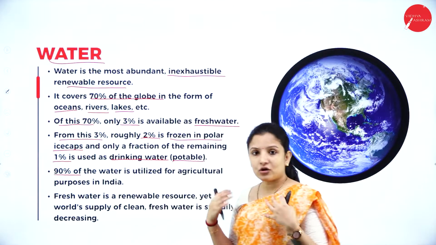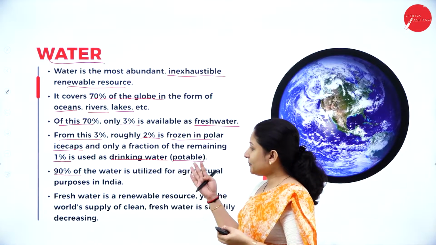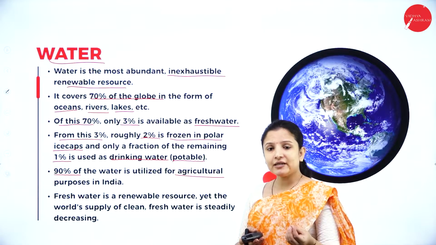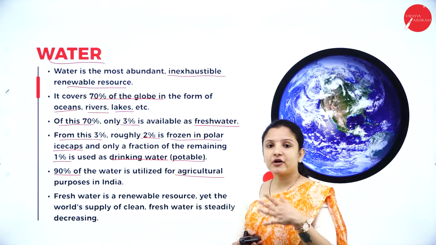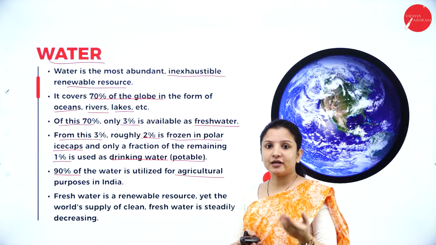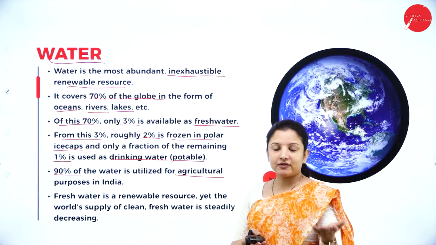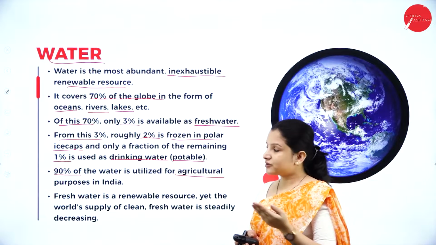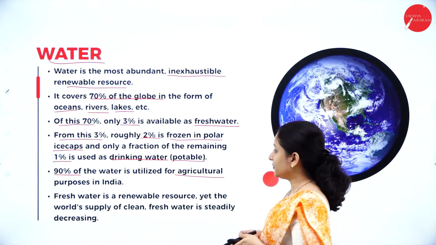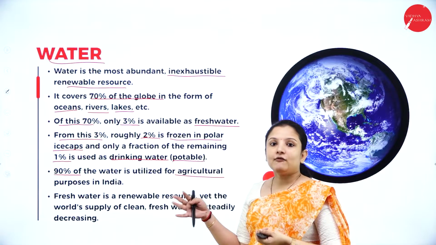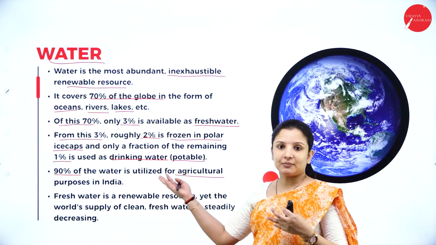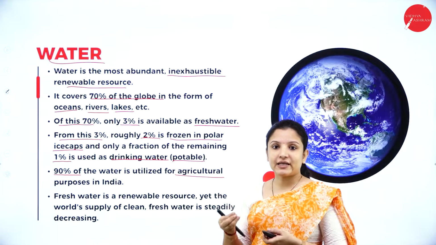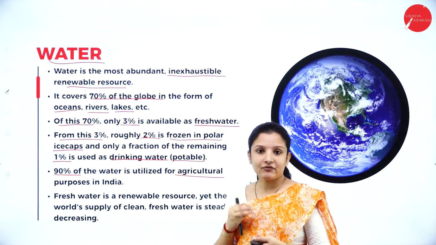So out of this 1%, 90% of the water itself will be utilized for agricultural purposes to grow crops and all that, because plants need water for their survival and therefore these plants are in turn food for human beings as well as for other animals. So 90% of water is utilized for agriculture, and whatever remaining water is available has to be utilized by the people. So therefore, we need to use water very, very cautiously. Do not unnecessarily waste water.